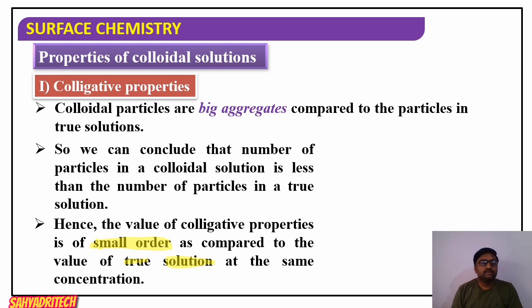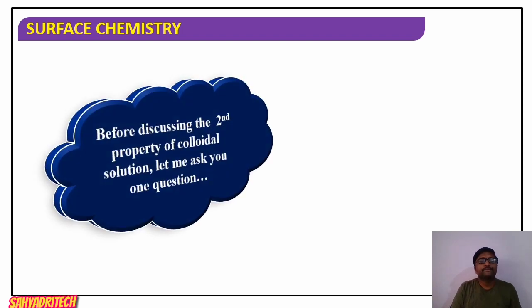If you compare the colligative properties of colloidal solutions and true solutions, usually what happens is the value of colligative properties will be of small order, very low compared to true solutions at the same concentration. If you consider true solutions and colloidal solutions at the same concentration and having the same number of solvent molecules, the colligative properties of a colloidal solution will be less compared to true solutions. That is regarding the first property: colligative properties of colloidal particles will be less compared to true solutions. It is the conclusion we have drawn.